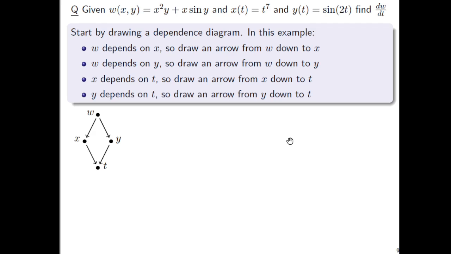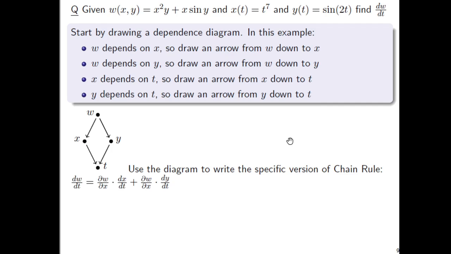So this is always going to depend on the problem you're looking at. But for this question, this will be our dependence diagram. So you see an arrow pointing downward each time that one variable depends on another variable. And then we're going to use this dependence diagram to write the specific version of the chain rule.